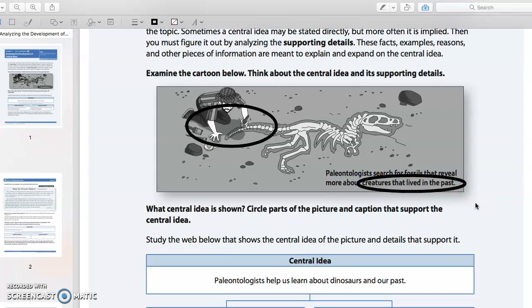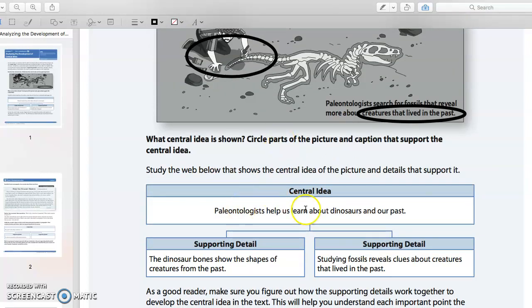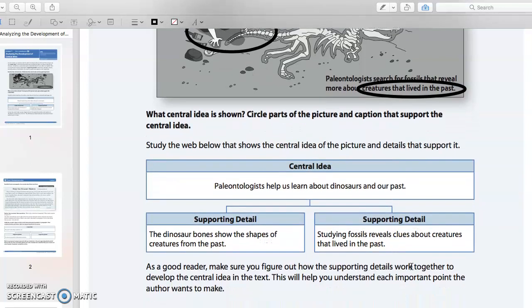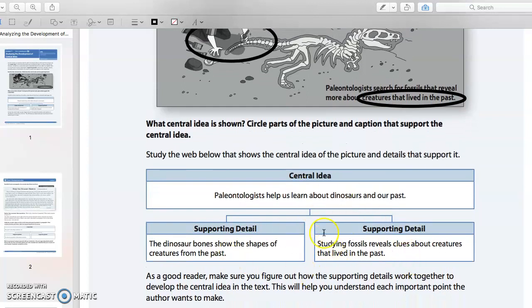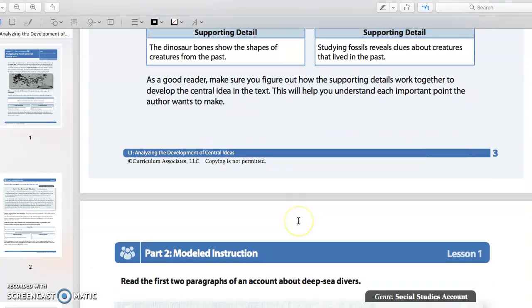Okay, now that we've circled that, we've got the central idea. They've given us information here, right? They say paleontologists help us to learn about dinosaurs in our past, and then they give us 2 details about the past. A dinosaur bone shows the shapes of creatures from the past, and if you study fossils, that can reveal clues about creatures that lived in the past. Okay, that's how we know that's what paleontologists do. You gave a central idea and you supported it. So that's what we're going to be doing when we're reading.